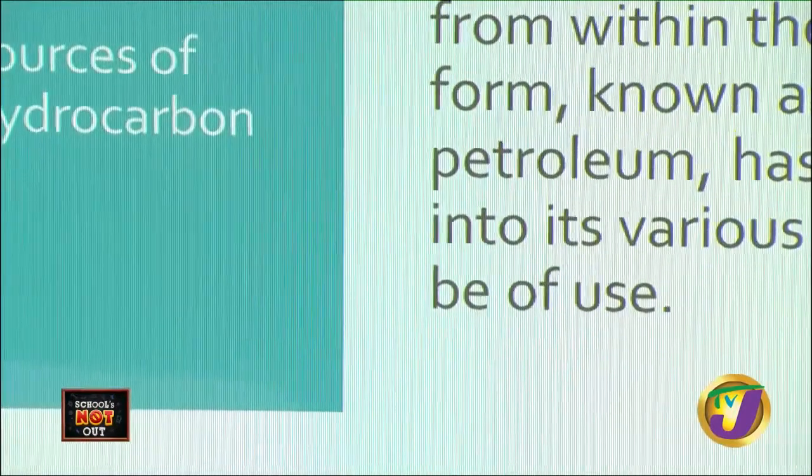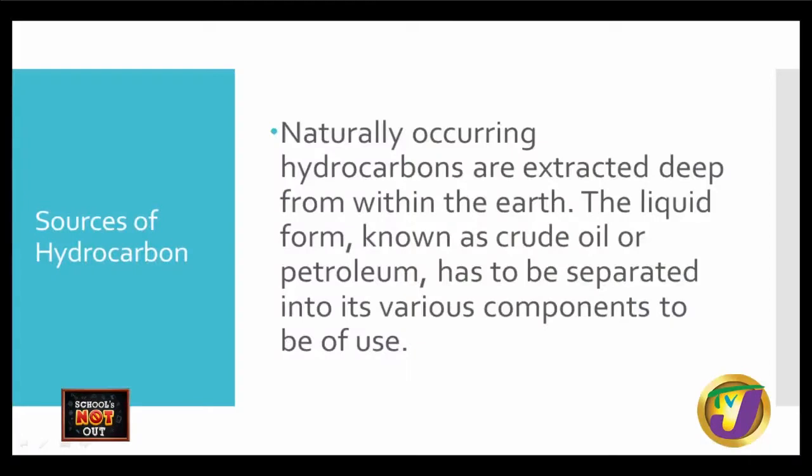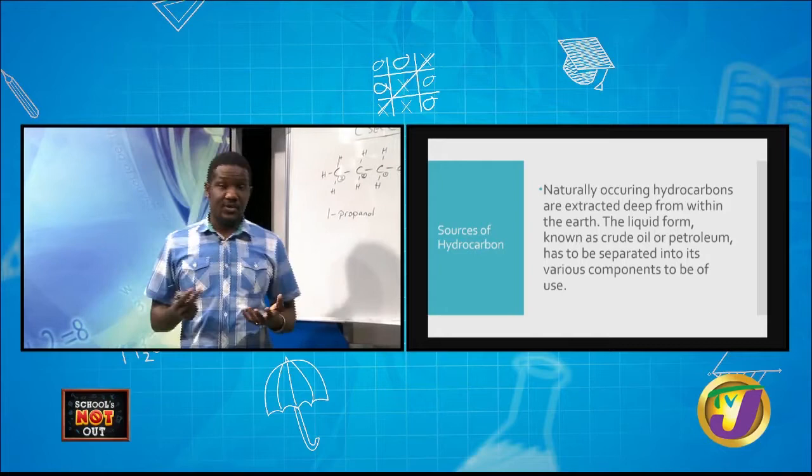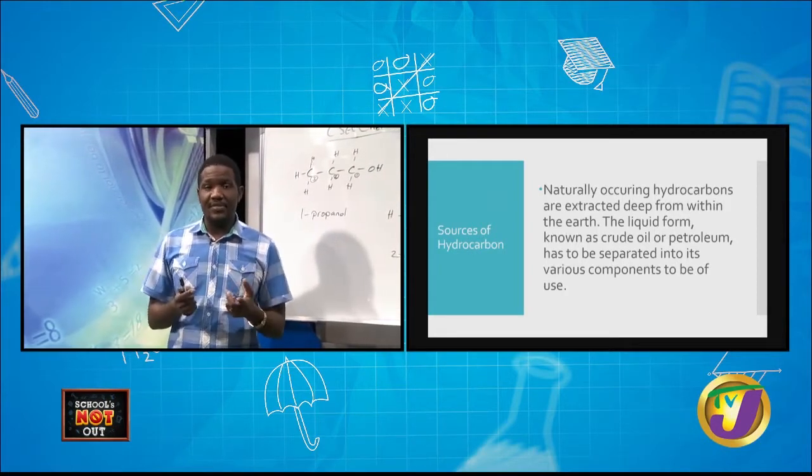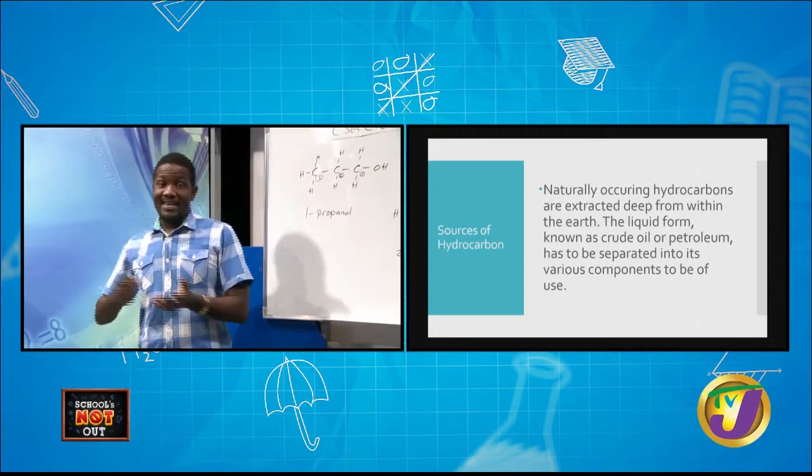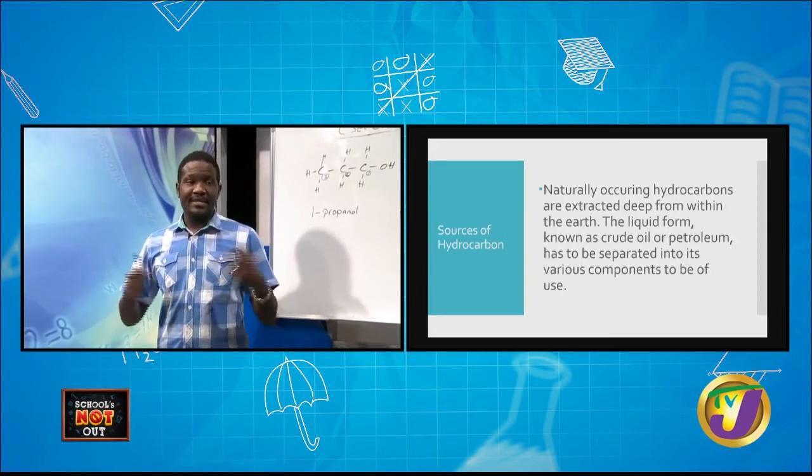All right. So, sources of hydrocarbons. These are naturally occurring inside the earth, and the liquid form is known as crude oil or petroleum. The gaseous form will be known as natural gas. This has to be separated into its various components for it to be of any use to us, because the smaller the amount of carbon, the lighter or the more gaseous the compound. For instance, methane has 1 carbon, it's a gas, but decane, which has 10 carbons, tends to be a really heavy liquid or a solid.